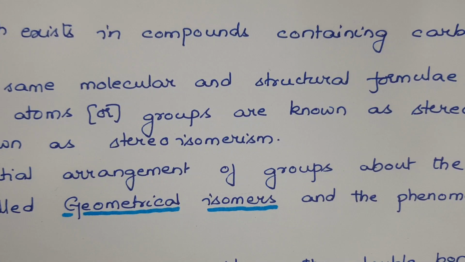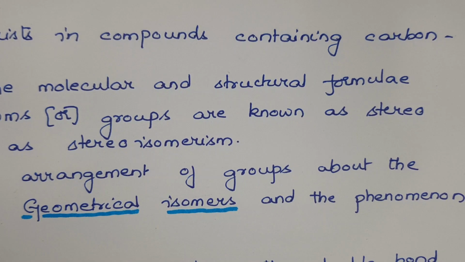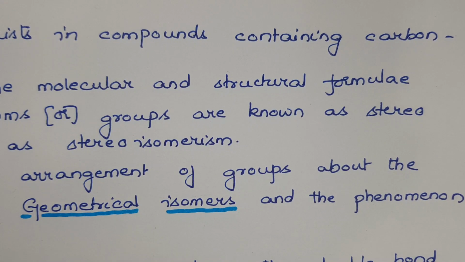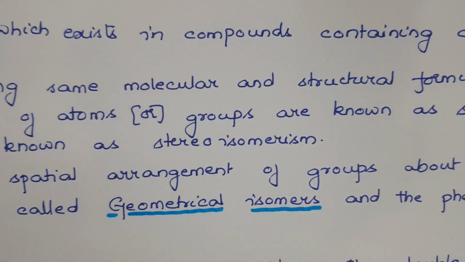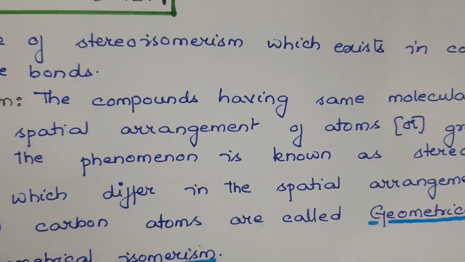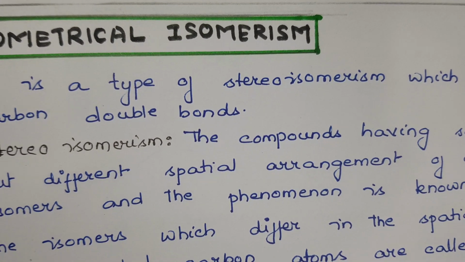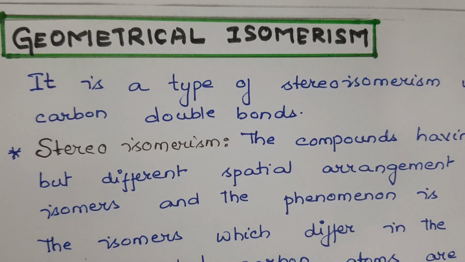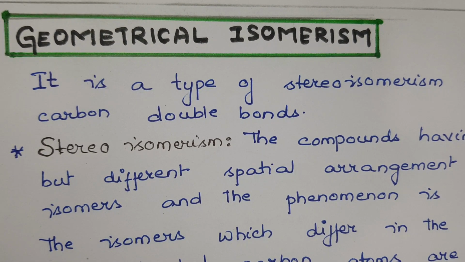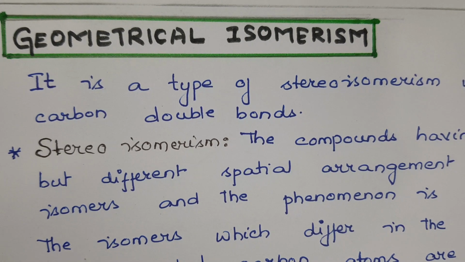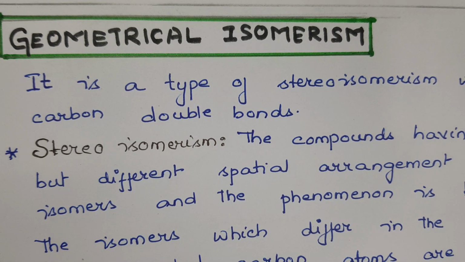This is the first and foremost sentence which you have to write under geometrical isomerism, because you should know in which type of compounds we can find geometrical isomerism. So I told you this is one type of stereoisomerism. So you should know what stereoisomerism is, right, students? Without knowing stereoisomerism, we cannot move further. So below I have mentioned the stereoisomerism definition also. Before knowing stereoisomerism, we should know what stereoisomers are. Then we can mention that phenomenon is called stereoisomerism.